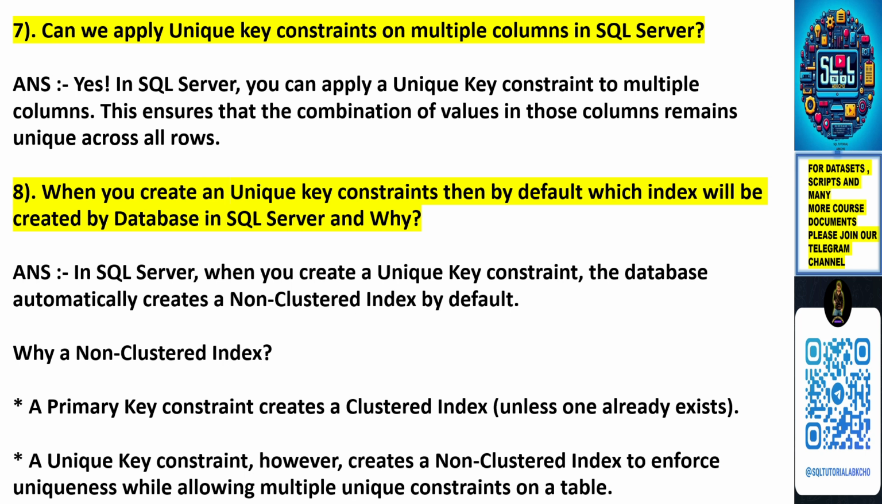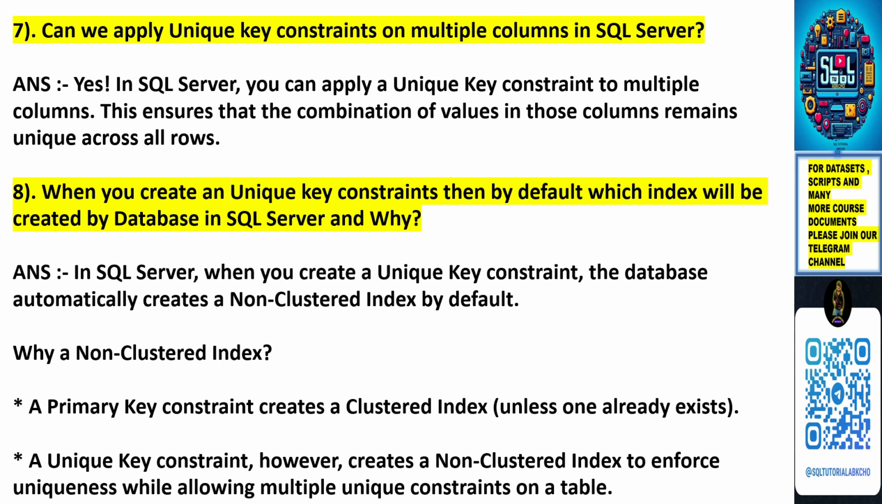Okay. Now, eighth question. When you create a unique key constraint, then by default which index will be created by the database in SQL Server and why? So the answer for this is, in SQL Server, when you create a unique key constraint, the database automatically creates a non-clustered index by default. So why a non-clustered index? Basically a primary key constraint creates a clustered index unless one already exists. So if a clustered index exists in the table, then the primary key will not create a clustered index automatically. Then it will create a non-clustered index.